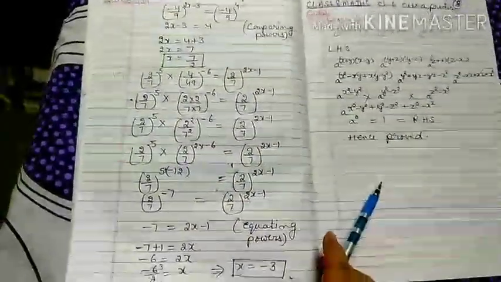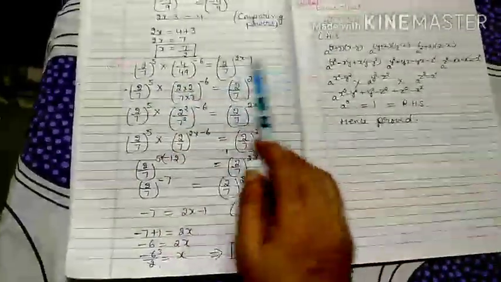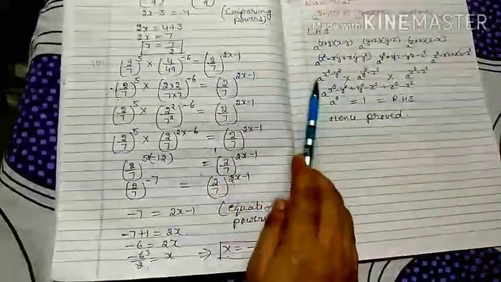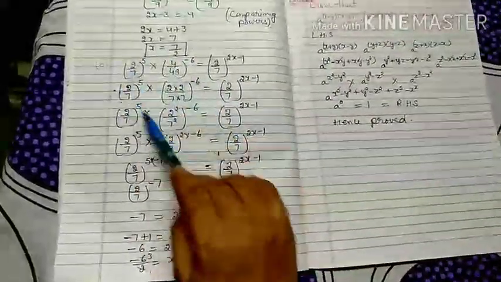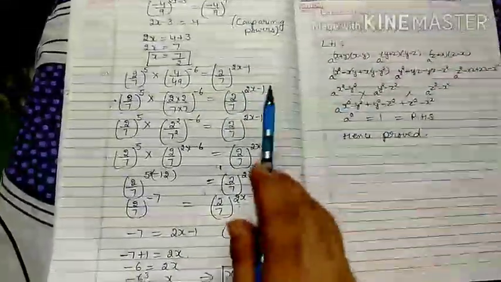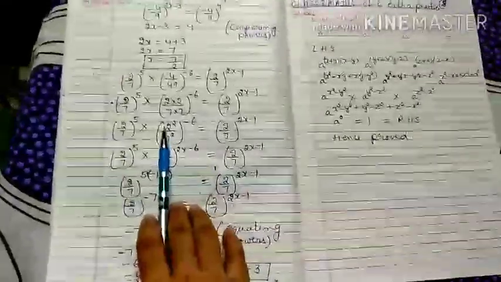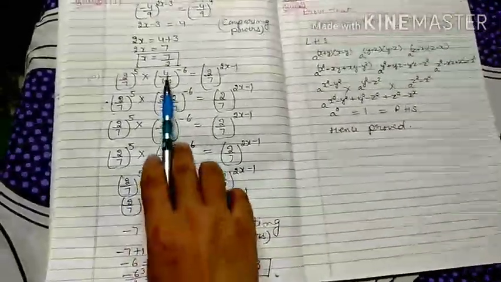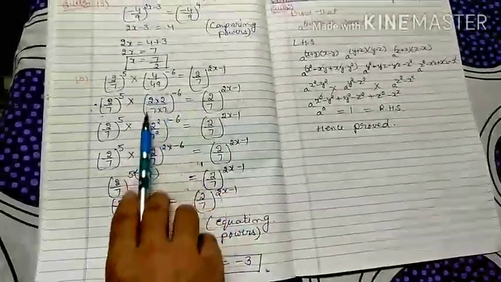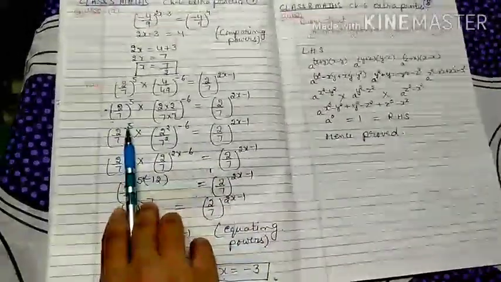Now similarly your B part is 2 by 7 raised to the power 5, into 4 by 49 raised to the power minus 6, equals 2 by 7 raised to the power 2x minus 1. Here there is no single term on the left side. First we make the left side a single term, then if the base is the same we equate the powers. Here 4 upon 49, we can change 4 into 2 into 2, and 49 into 7 into 7, because we need the base as 2 by 7.